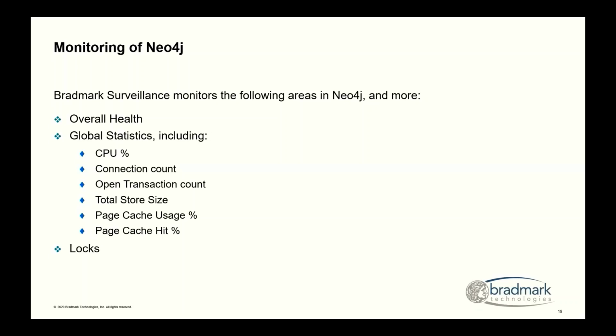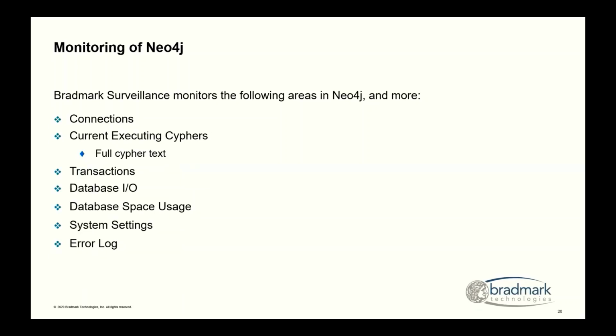Funny thing is, we actually have more statistics the older the version of Neo4j is, for some reason. But we also have information on individual locks, and we have other things to correlate that to. We have information on connections. We have information on currently running ciphers, including the full cipher text, so you can see what's currently running out there. We also have information on transactions.